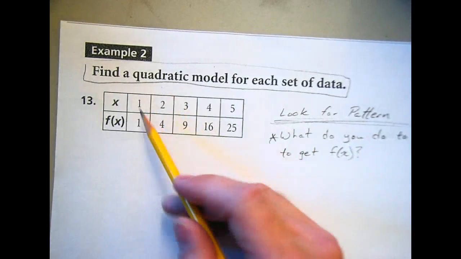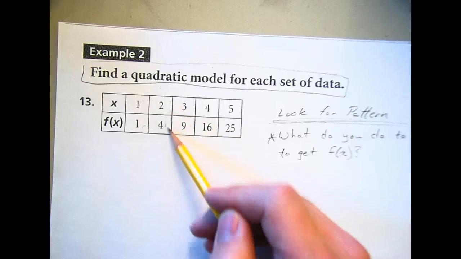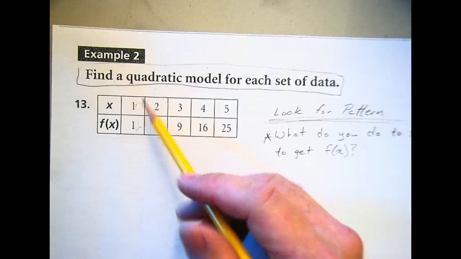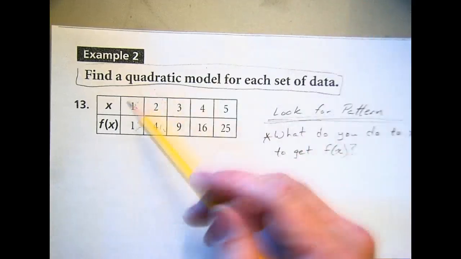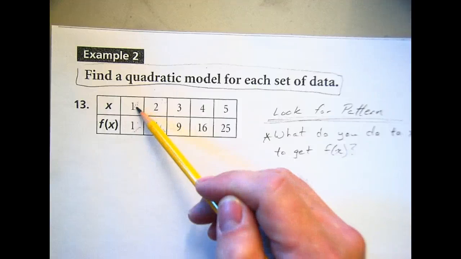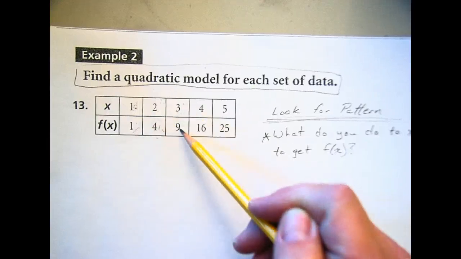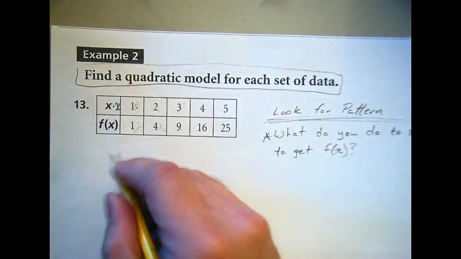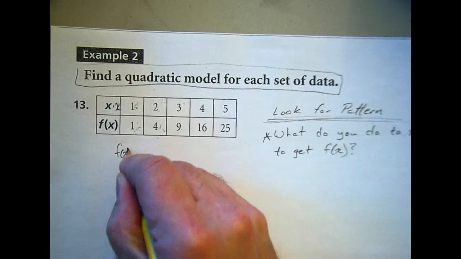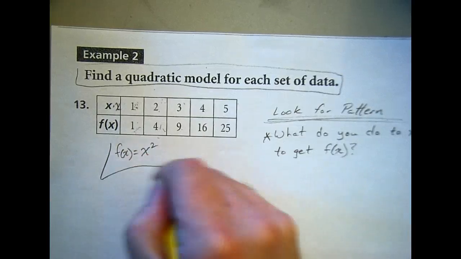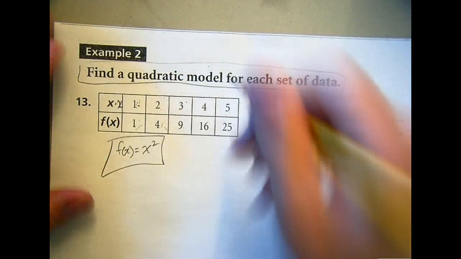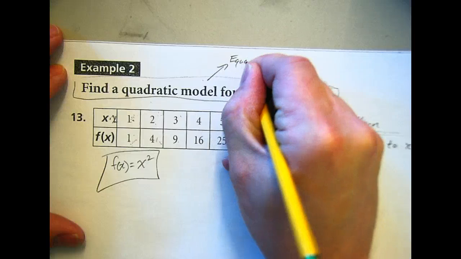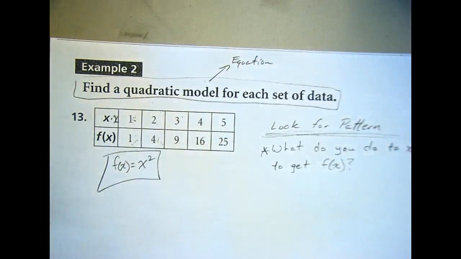I mean, you try adding plus 0. Well, it doesn't work here. You try multiplying 1 times 1. Remember, it's quadratic. So if I'm thinking x squared, well, x times x is 1. 1 times 1 is 1. 2 times 2 is 4. 3 times 3 is 9. So if I multiply x by x, I get f of x. So this is f of x equals x squared. We have now written our quadratic model. For those of you who are like, huh, what's a quadratic model? In other words, that's write an equation. A quadratic model is the equation.